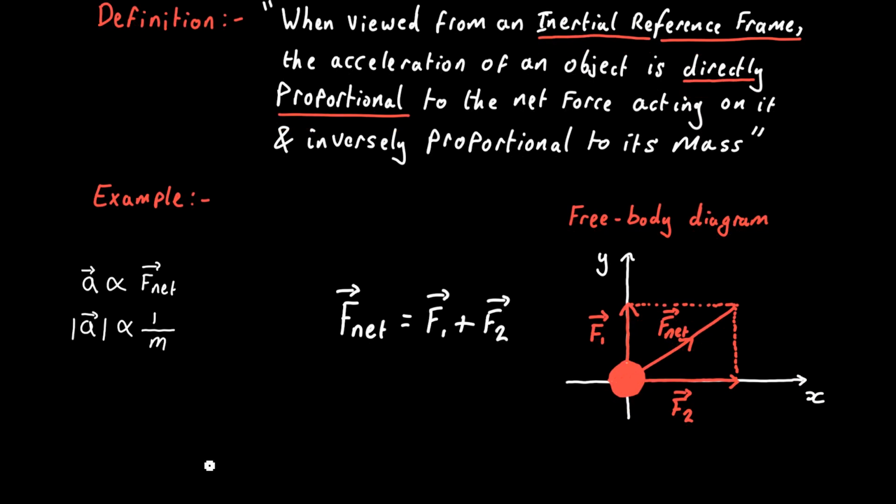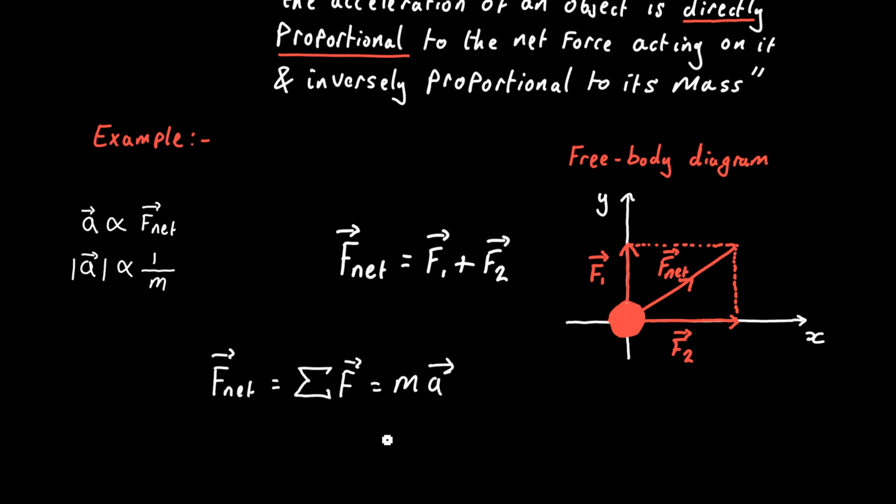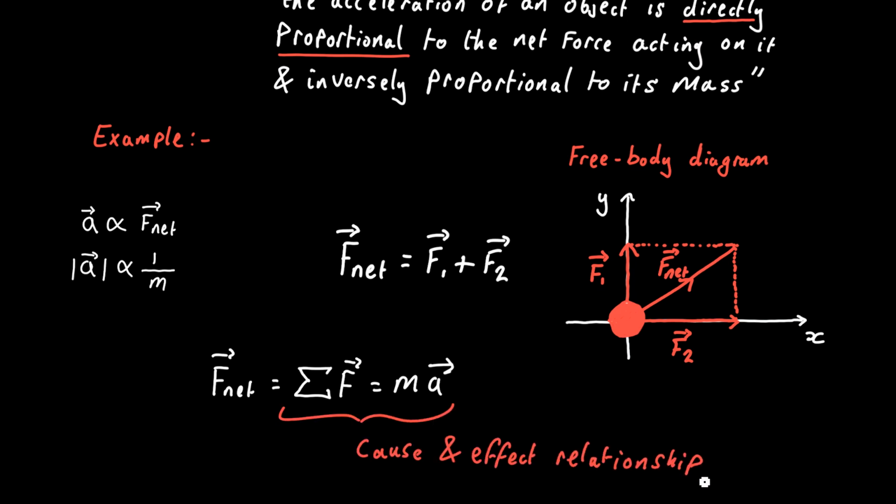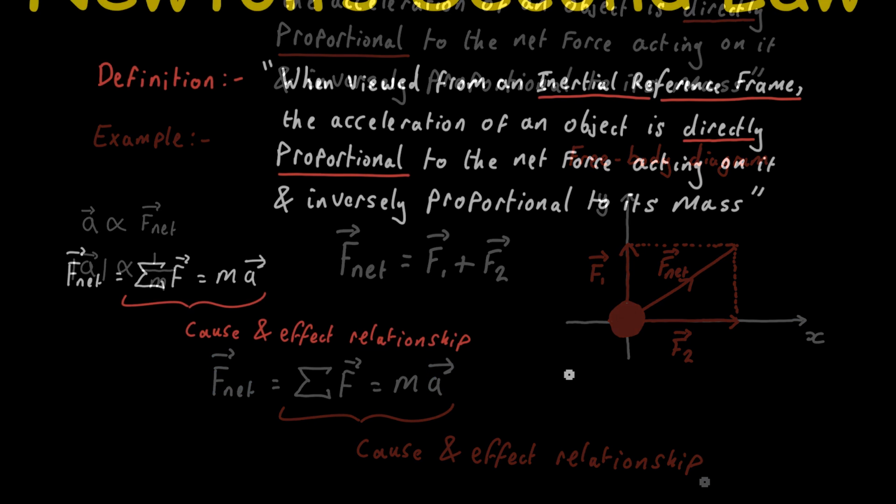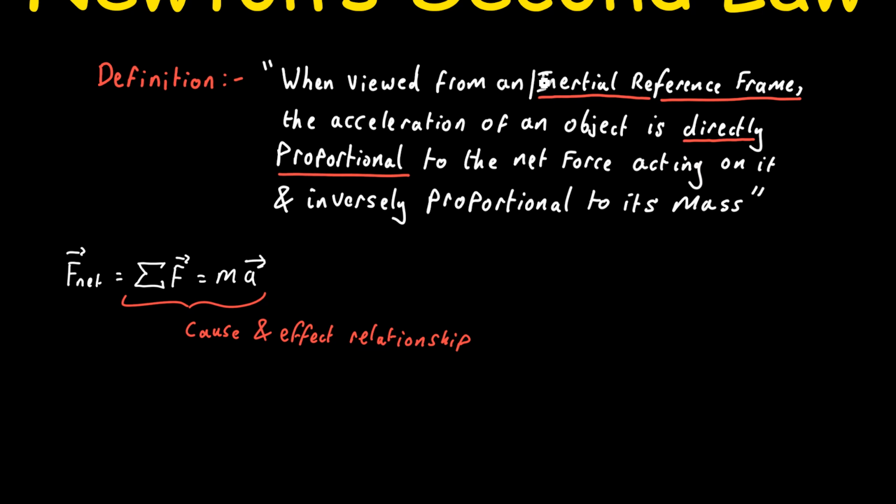Newton's second law mathematically looks like this, where the sum of all the external forces acting on a free body, and in this case the free body is our puck, gives rise to the acceleration of that free body. And this is a cause and effect relationship. And also notice that the net external force and the object's acceleration are both vectors and always point in the same direction.